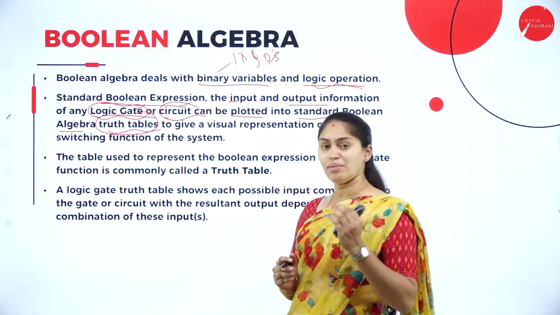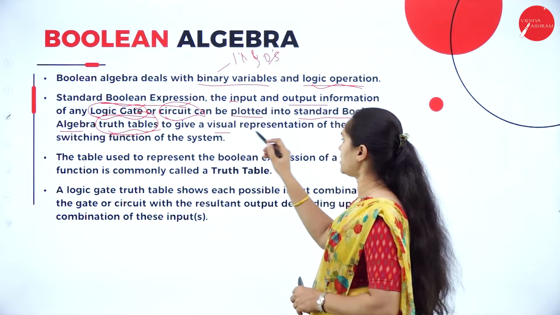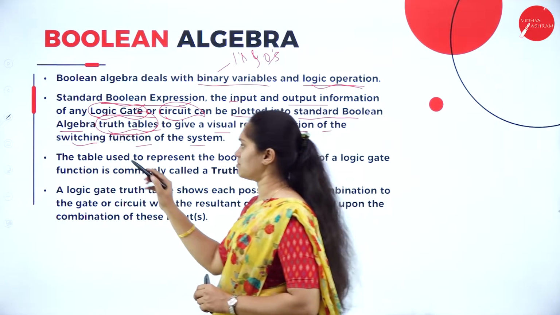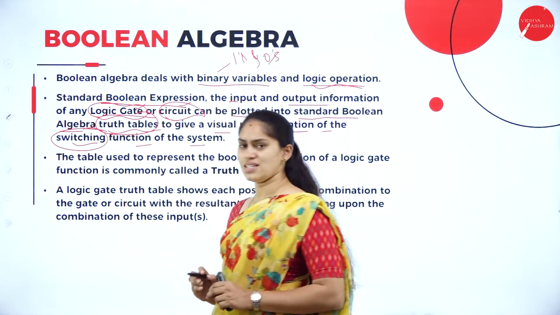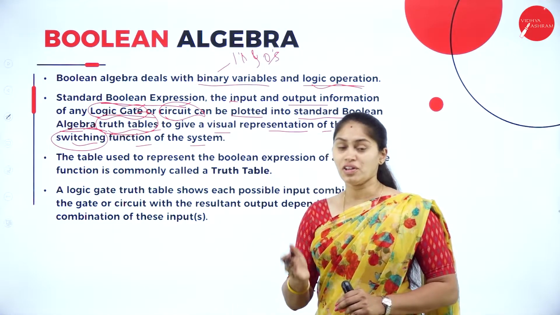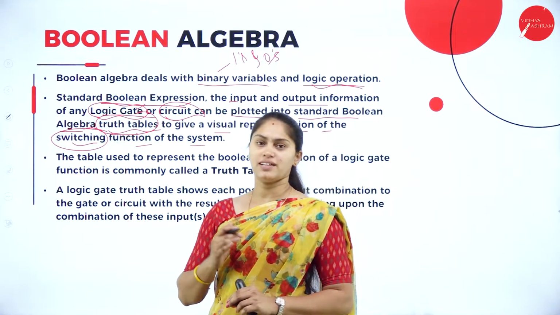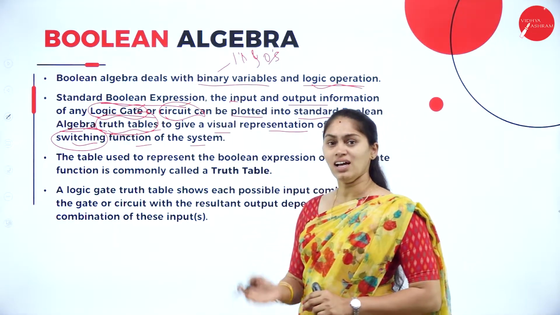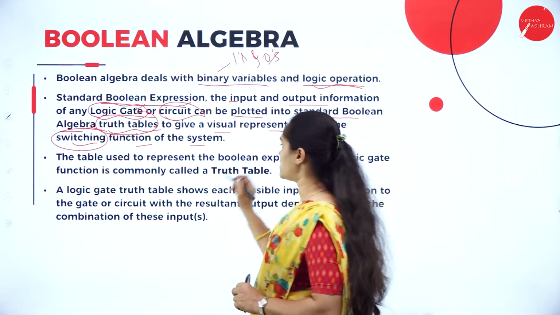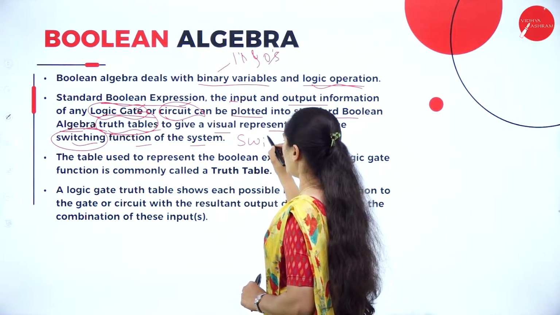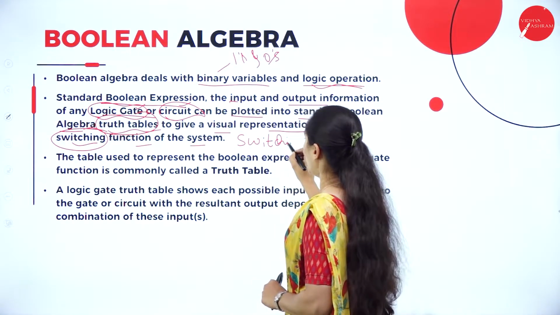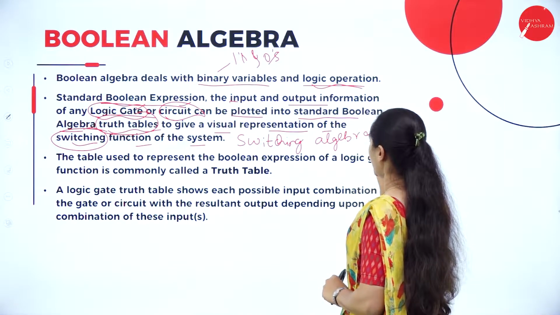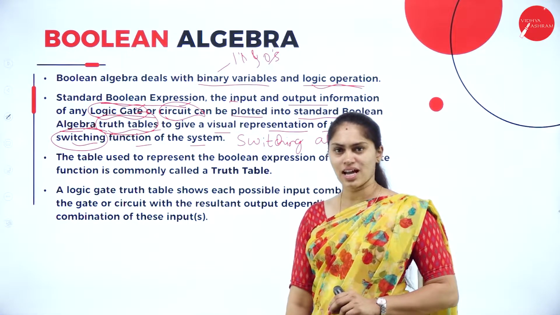So what is that truth table? It is just a visual representation of the switching function of the system. Switching function of the system means whether it is on or off. If it is 0, it is off. If it is 1, then it is on. That's why we are calling Boolean algebra a switching algebra also. We call Boolean algebra switching algebra because it deals with electrical pulses, that is zeros and ones.